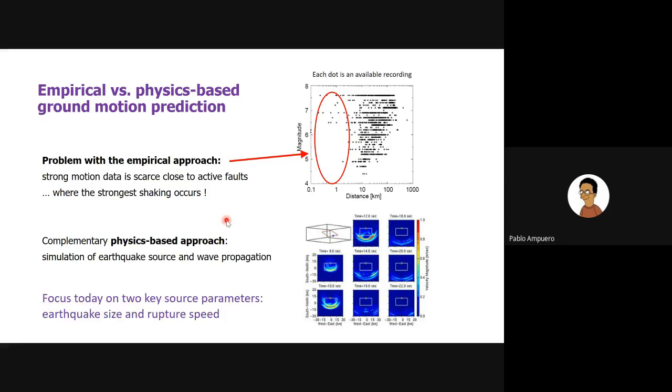Today, we will focus on doing physics-based modeling of two key source parameters. One is the earthquake size, and the other is the earthquake rupture speed. So let me now explain why these two parameters are important, and let me start with size.